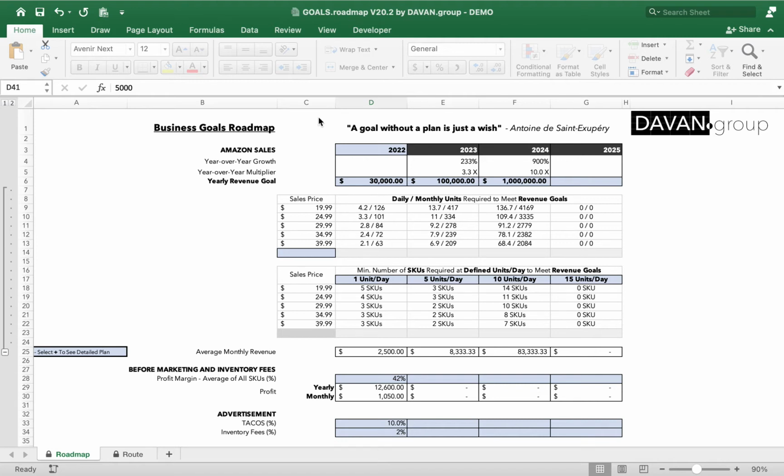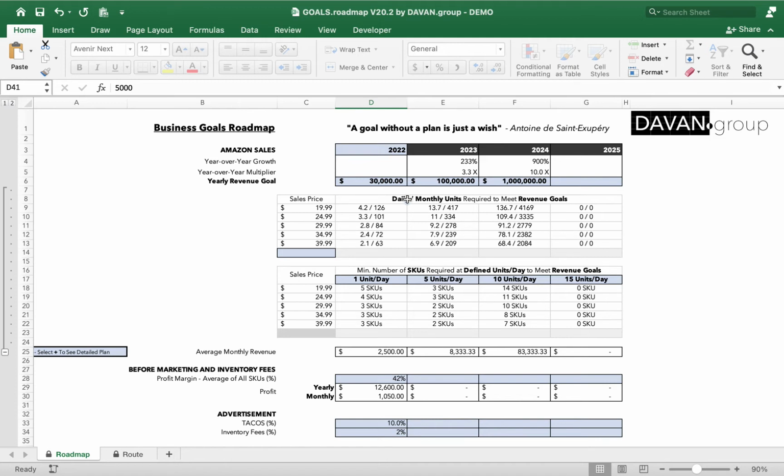Okay, let's walk through it right here at the top. On the front sheet, you can just go ahead and change the year. So I'm going to put it to 2022. We're going to plan out next year. We're going to say that we're just starting out. Our yearly revenue goal is $30,000, and then for the year after, we'd like to see it grow to, let's say, $100,000. And then the year after that, let's say to $1 million. So what this sheet does is it breaks it down so we can get a feeling and understanding for how many units we would have to sell daily or monthly.